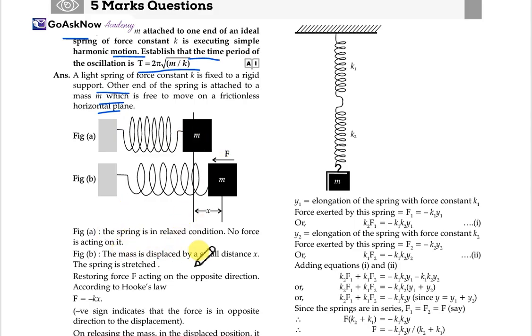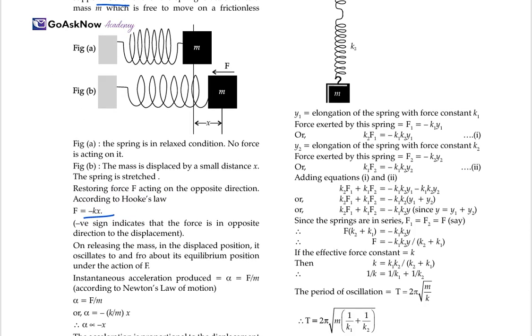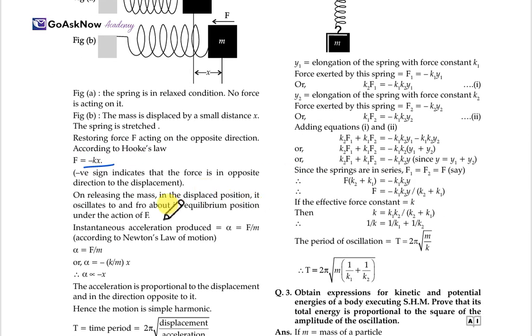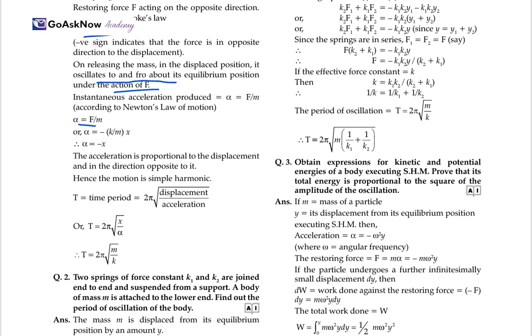In the second figure, the mass is displaced by a small distance x. The restoring force F acts in the opposite direction according to Hooke's law. F is equal to minus kx. On releasing the displaced mass, it oscillates to and fro about the equilibrium position under the action of F. So alpha is equal to F by m. Then alpha is equal to minus kx by m, substituting the value of F. So alpha is directly proportional to minus x. The acceleration is proportional to the displacement and its direction is opposite to it. Hence, the motion is simple harmonic.